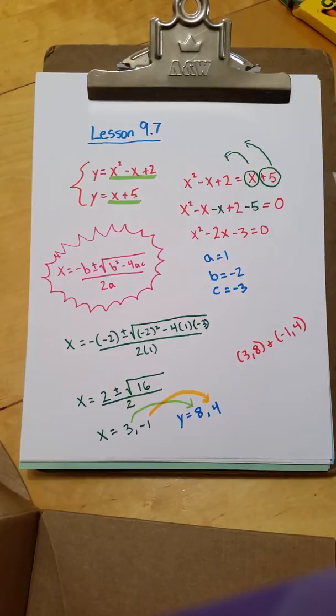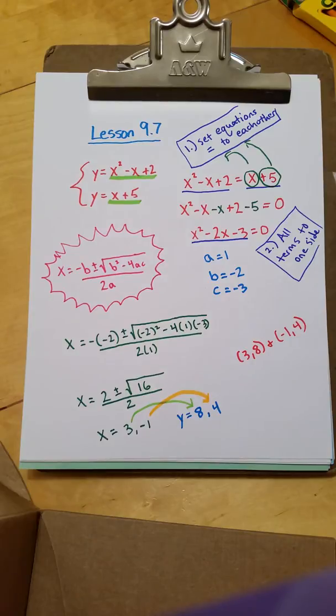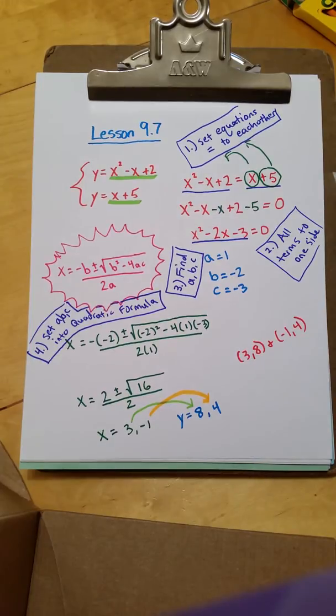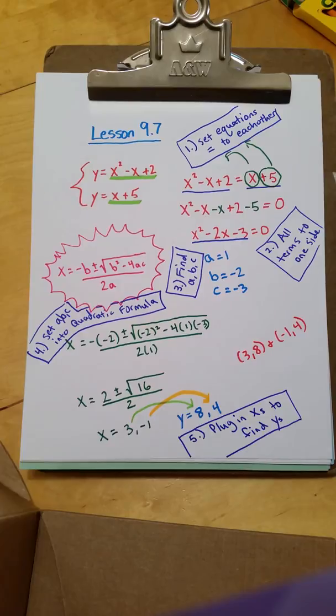Let's quickly recap what we did. First, we set our equations equal to each other. Second, we got all of our terms on one side. Third, we found our a, b, and c. Fourth, we plugged a, b, and c into the quadratic formula. Fifth, after we solved our x's, we plugged them in to find our y's. Once we had our x's and our y's, we could finally list our coordinate points.